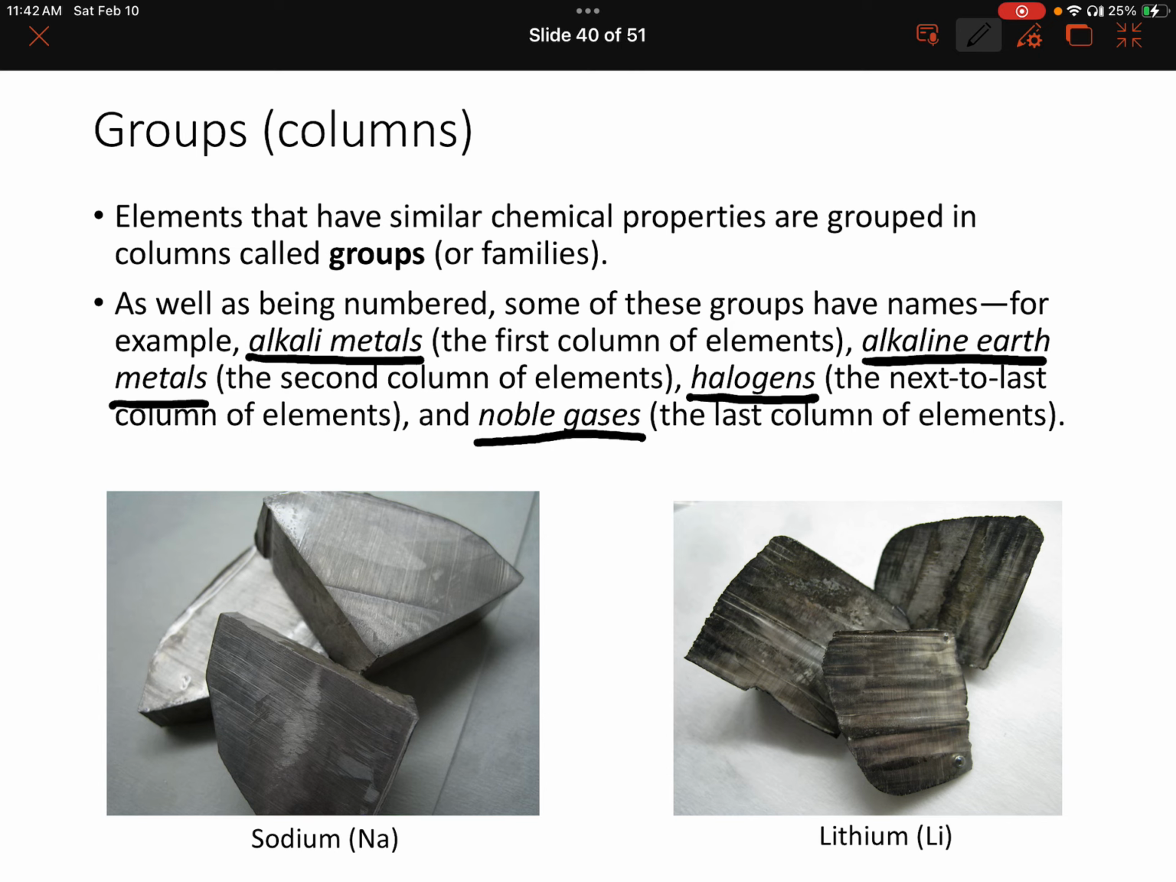Down below we can see sodium and lithium. Sodium and lithium are both metals, and they're both in column 1 of the periodic table, so they are called alkali metals. Sodium and lithium are both shiny until they're exposed to air. You'll notice that where these were cut, they don't look very shiny anymore. That's because they were exposed to air, so they're oxidizing. But they do have very similar chemical properties to each other.